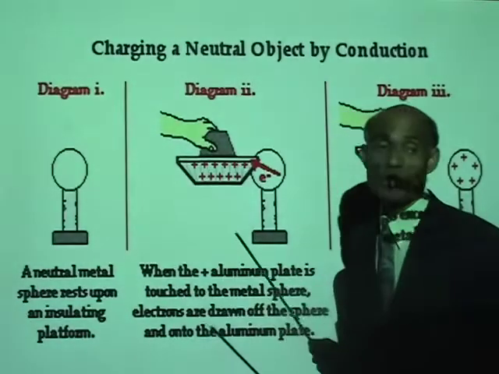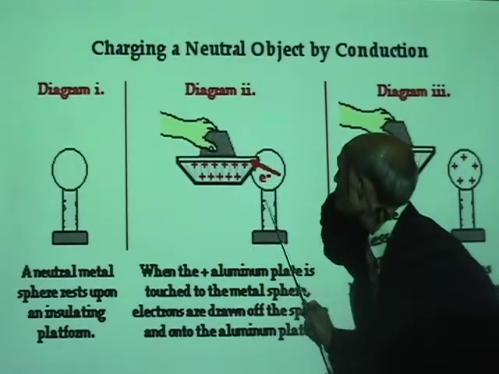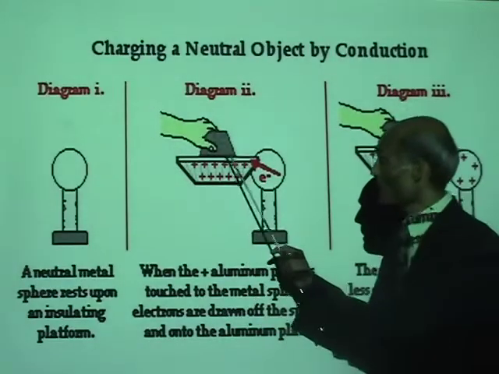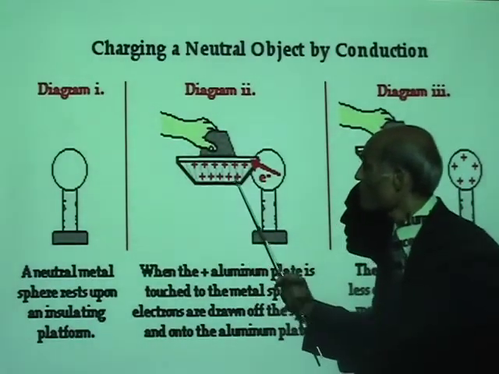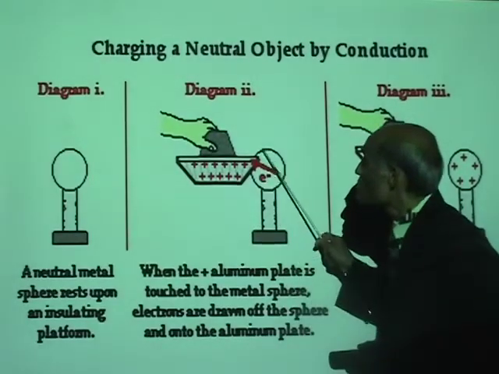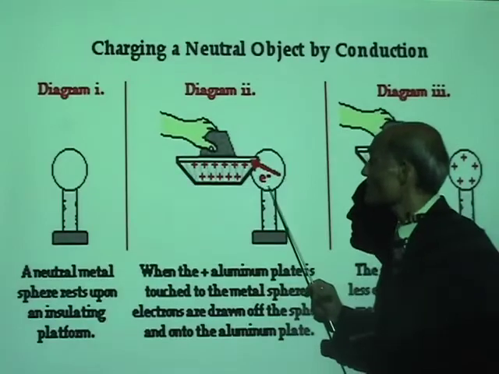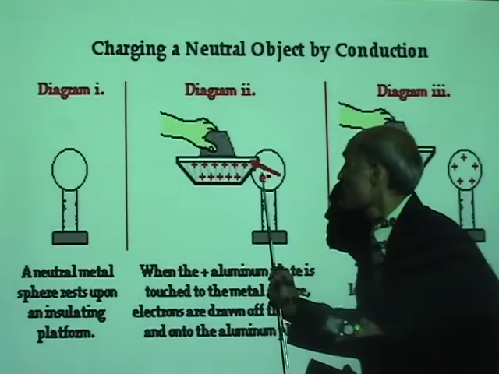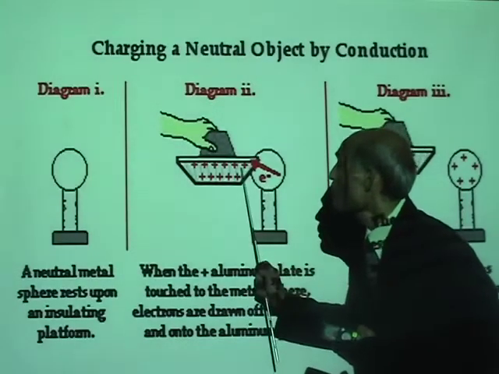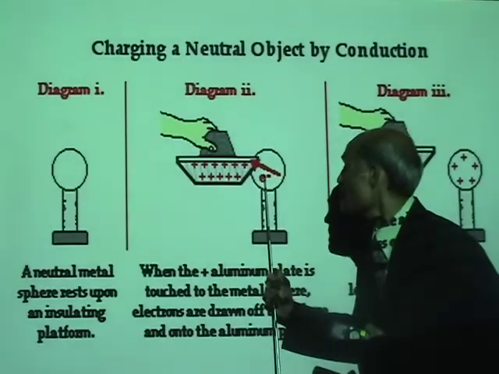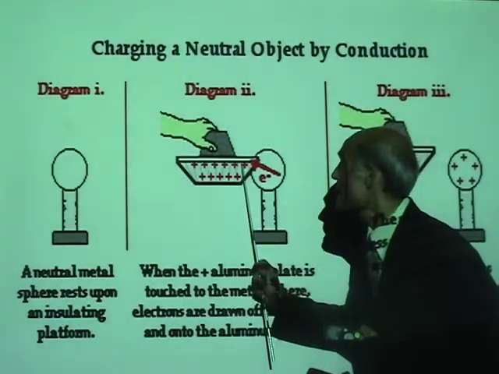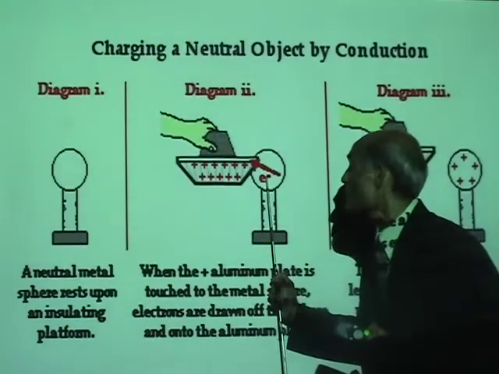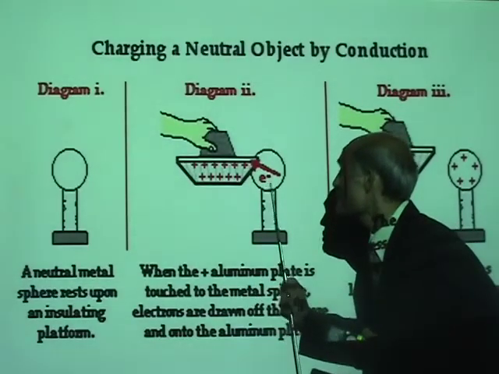Now, here I have shown how to charge a neutral object by using a positively charged object. Now watch what happens. When a positively charged object is brought in contact with this neutral conductor, which has equal amounts of positive and negative charges, what happens? Some negative charges from the neutral object move to the charged object. So each time an electron from here moves here, that positive charge will get neutralized. So each time an electron moves away from here, a positive charge is created.